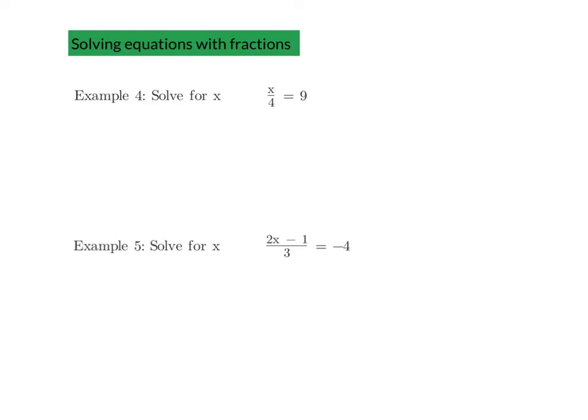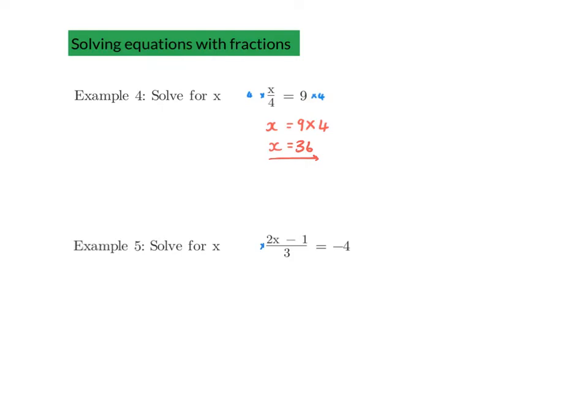Now let's move on to equations with fractions. Let's start with some really simple ones. So in example 4, I'm asked to solve for x. x divided by 4 is 9. Now you might already be able to see the answer, but let's use inverse operations. So the opposite of dividing by 4 is multiplying by 4. 9 times 4 is 36. And I could check the answer. 36 divided by 4 is 9. I could check that one in my head.